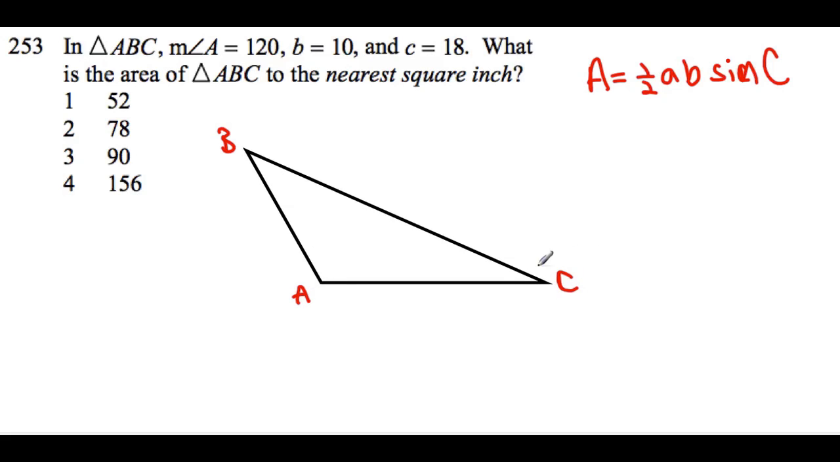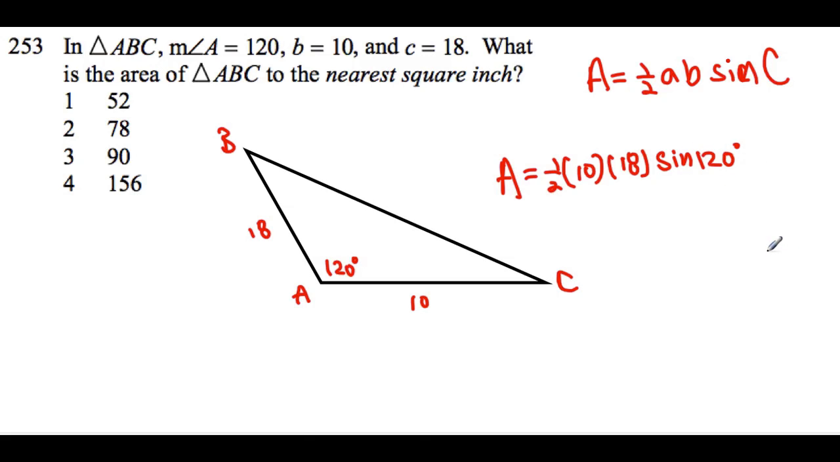and angle C. So if this is 120 degrees, B is opposite of angle B, that's 10. C is the opposite of angle C, that's 18. I understand it doesn't look like it, but it's okay. We just have drawn this one for our understanding. So area would be equal to 1/2 times two sides, which is 10 and 18, times the sine of 120. Then that's all there is.